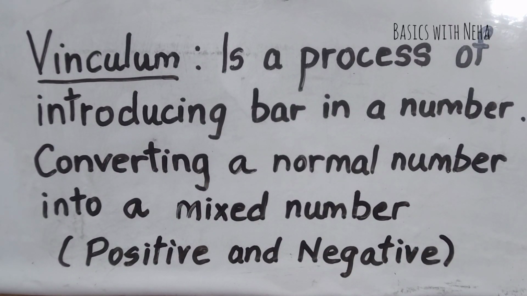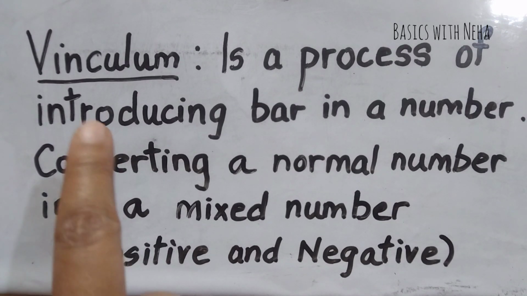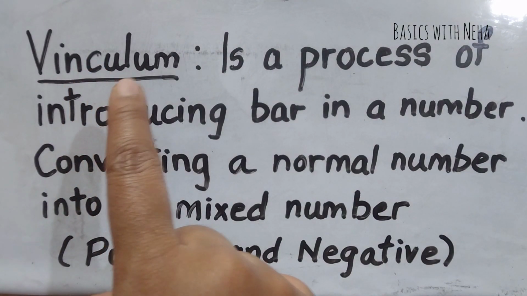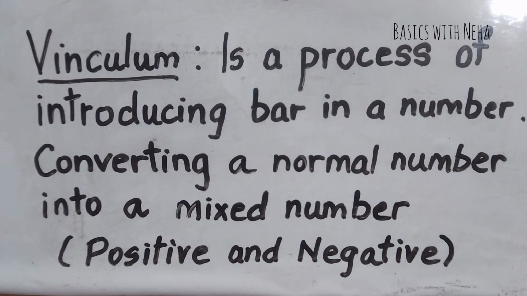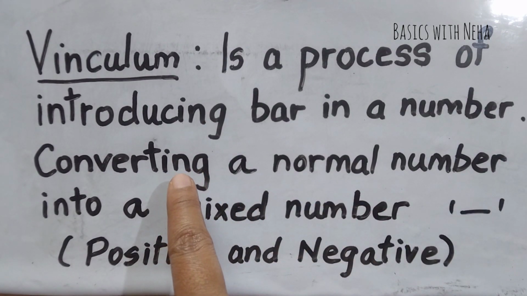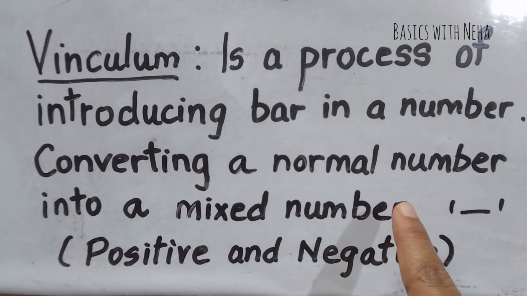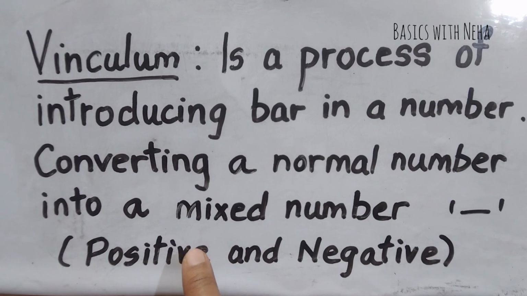In today's video, we are going to understand an important topic in Vedic Maths, that is vinculum. Vinculum is a process of introducing a bar in a number. That is, this is a bar. Introducing a bar in a number means you're converting a normal number into a mixed number, mixed as in positive and negative.